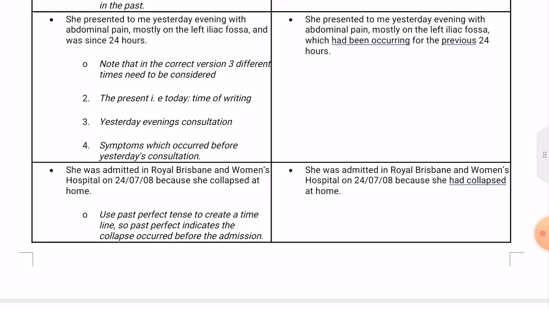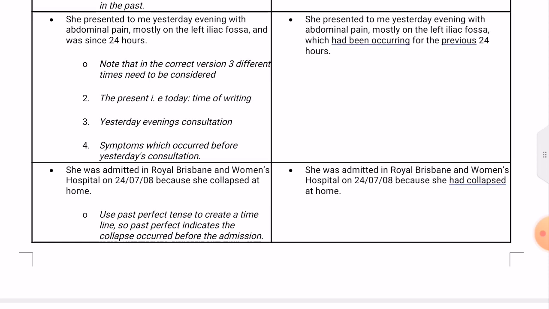Let's see the incorrect sentence. Another one. She was admitted in Royal Brisbane and Women's Hospital on 24 July 2008 because she collapsed at home. Why is it incorrect? Let's see. Because there is no mention of "had collapsed". She had collapsed at home, okay, because it happened in the past, because it is mentioning the exact date of 24 July 2008.